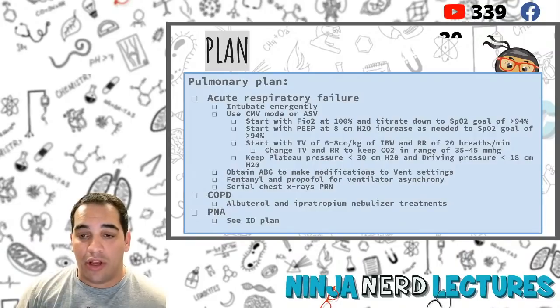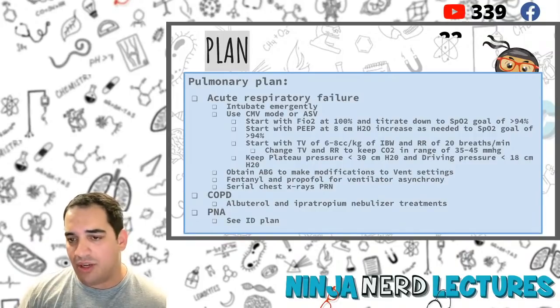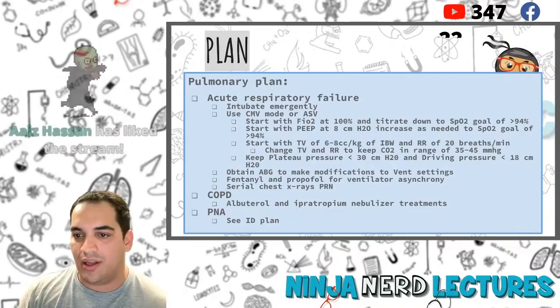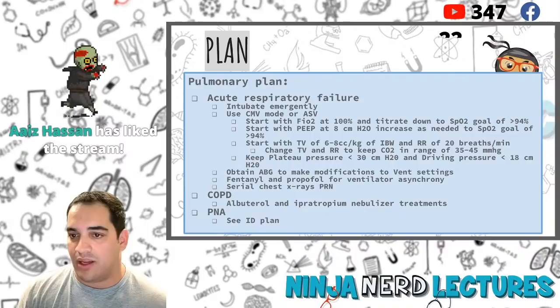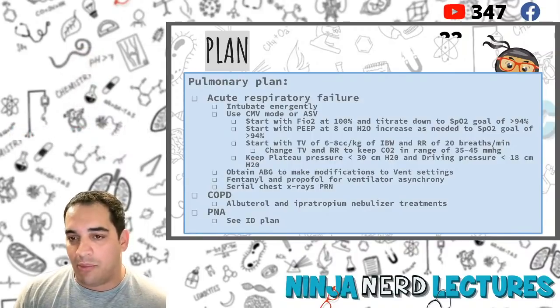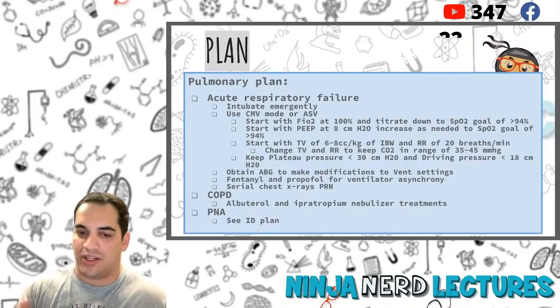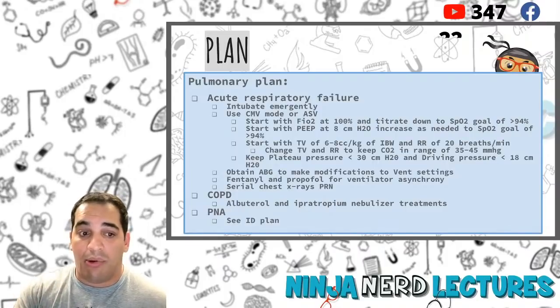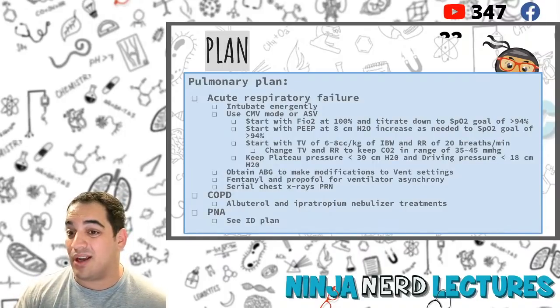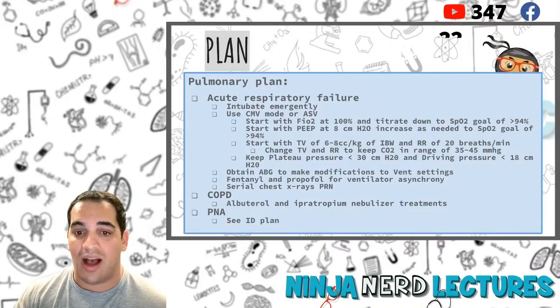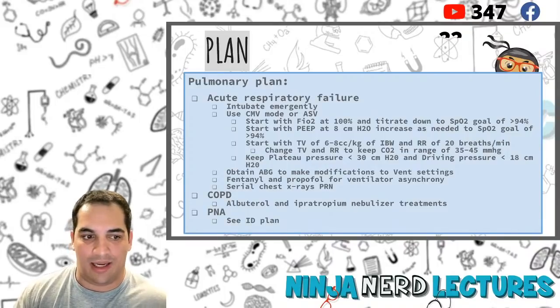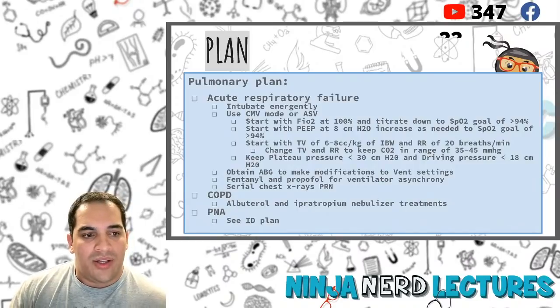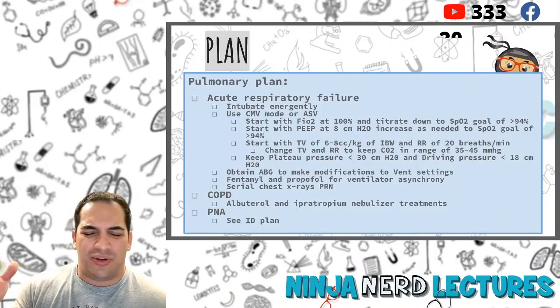You also control your tidal volumes and your respiratory rate with CMV. So you can pick a tidal volume. I just like 6 to 8 cc's per kg. Good lung protective ventilation there. And then I control my respiratory rate with 20 breaths per minute. And again, when I get my ABGs, I can modulate that tidal volume and respiratory rate to keep my CO2 in a range of 35 to 45, unless I want permissive hypercapnia in this case. And then when you do inspiratory pauses, you want to check your plateau pressures and keep those suckers less than 30, because it can cause barotrauma if they're too high, and keep your driving pressure less than 18 centimeters of water.